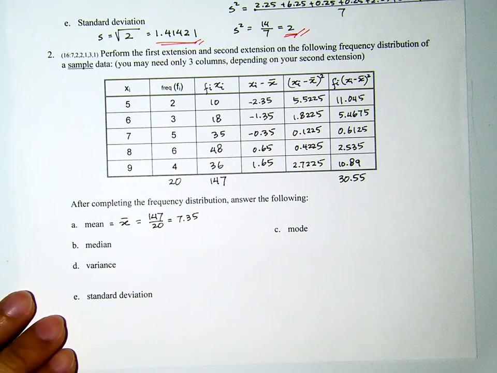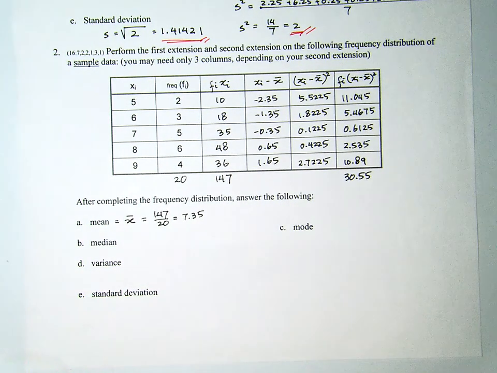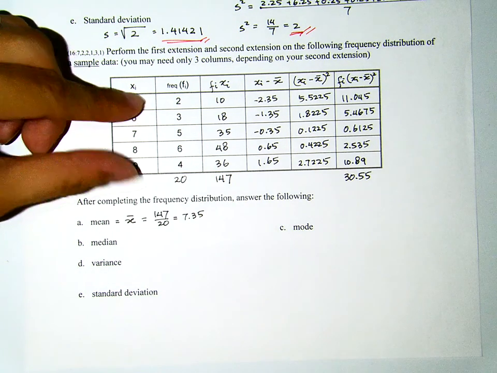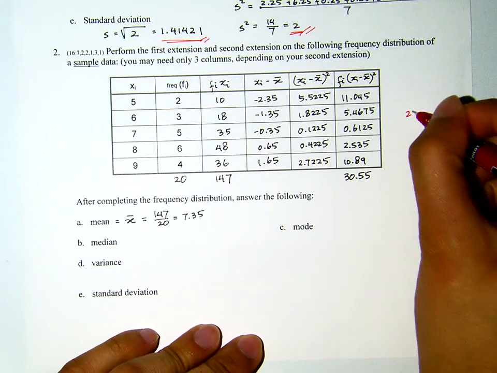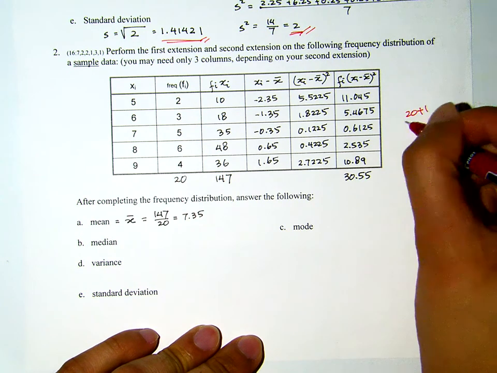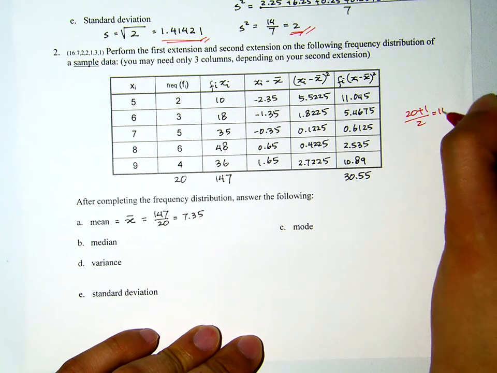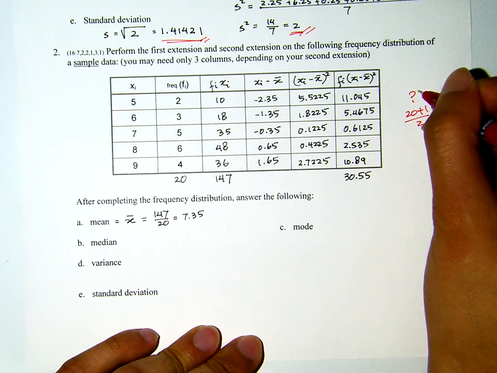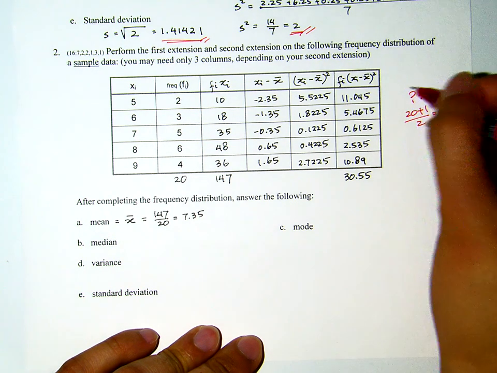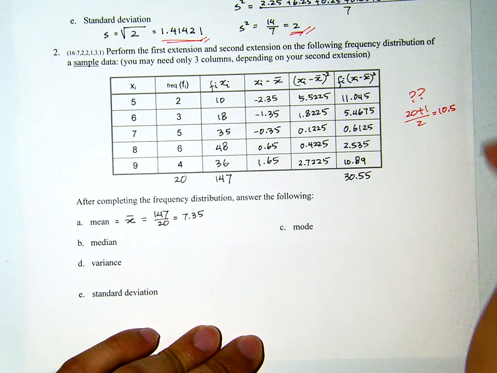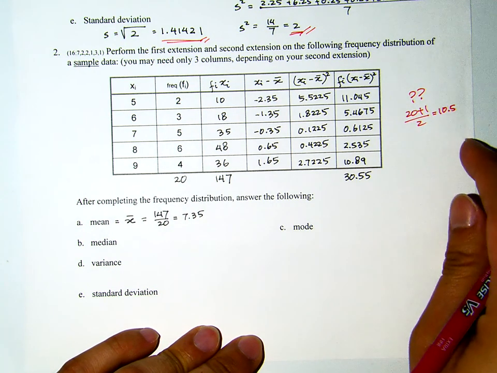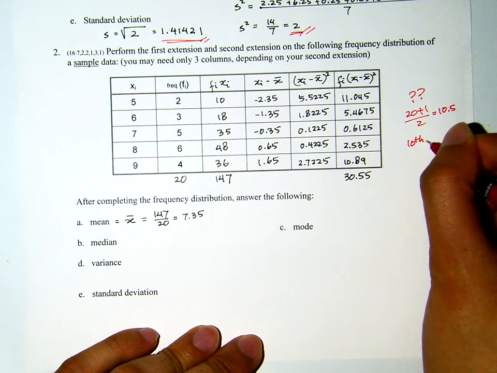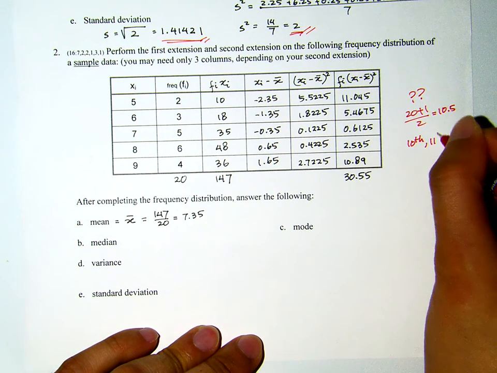Now let's go on with the question. The median. The median is the middle number. We have the frequency of 20. n plus 1 divided by 2, that will be 10.5. But this is not the median. This is data number 10.5, which means we will take data number 10 and data number 11.